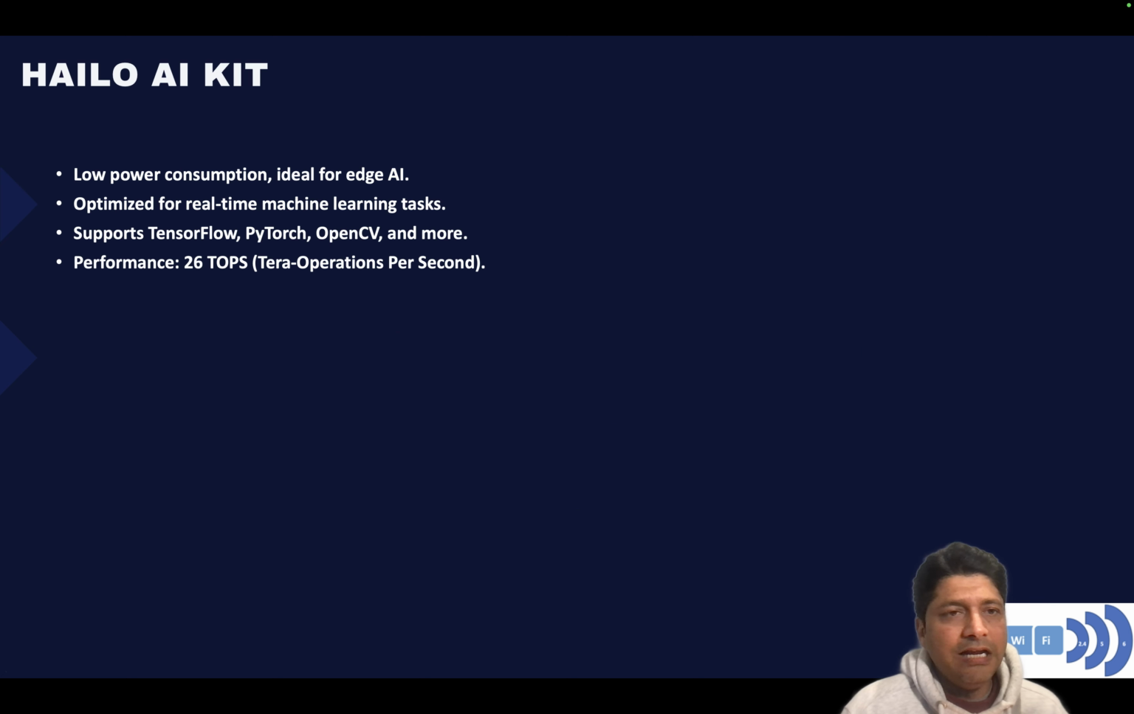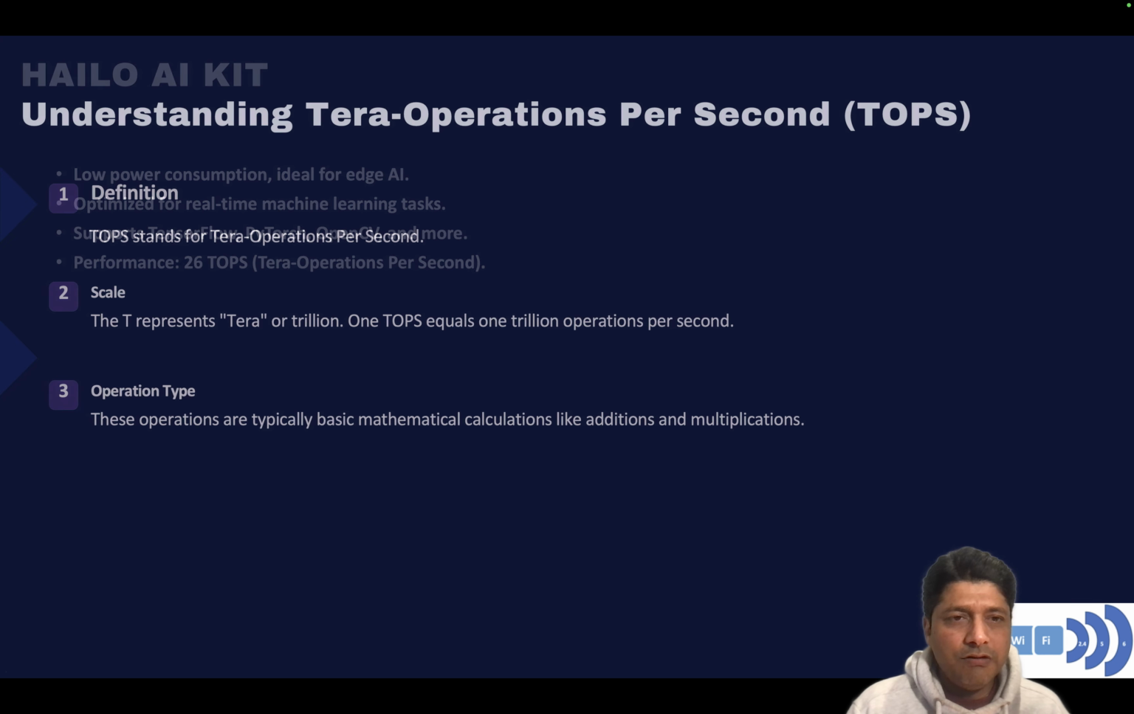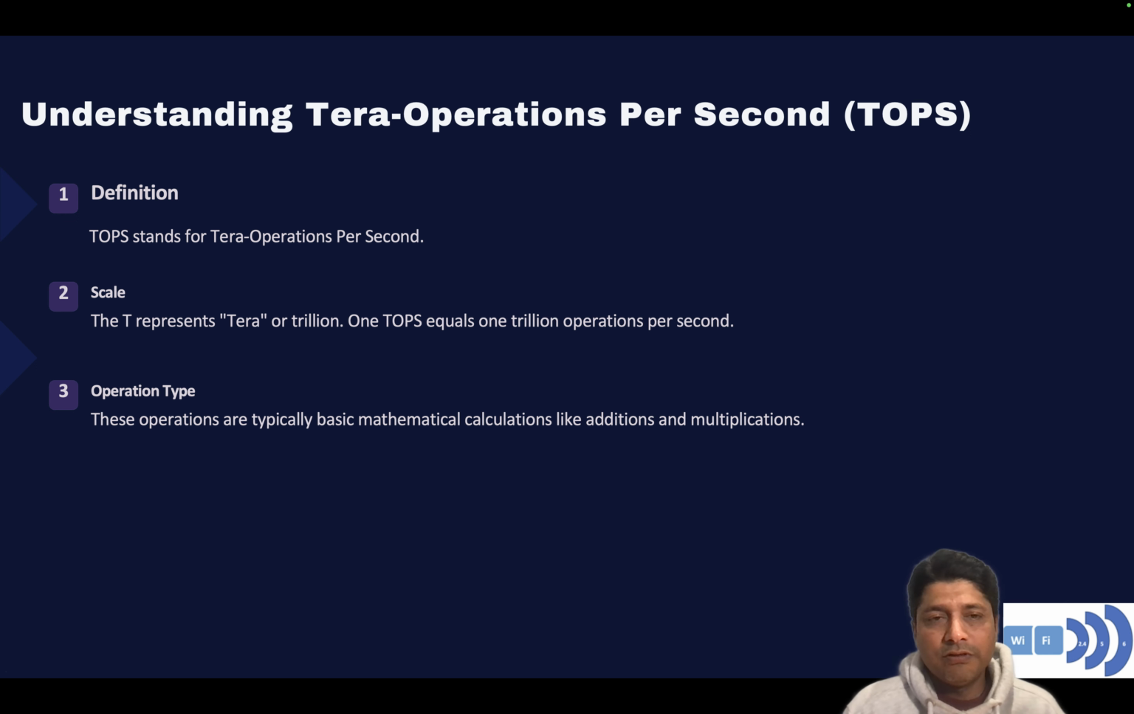So what is the Hailo AI kit? It is low power consumption, ideal for edge AI, optimized for real-time machine learning tasks, and it supports TensorFlow, PyTorch, OpenCV, and more. Now it has got two different performance versions. One is 26 TOPS. What is TOPS? It is tera operations per second, and the other is 13 TOPS. All right. So whether you go for 13 TOPS or 26 TOPS is based on what you need, and cost also matters when it comes to which one to choose, right?